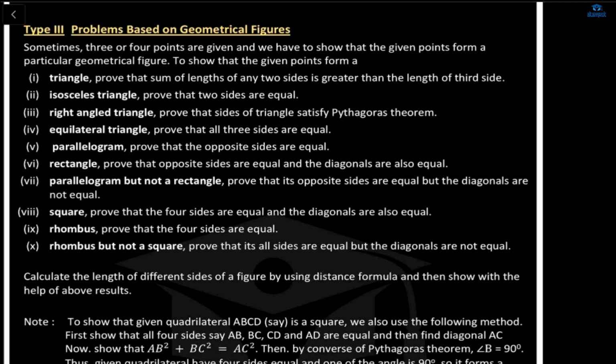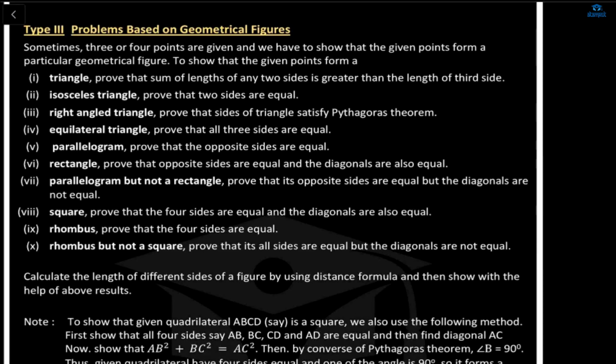Okay, right angle triangle. Prove that the sides of the triangle satisfy Pythagoras theorem. Obviously in a right angle triangle one angle will be 90 degrees, and we know that a right angle triangle follows Pythagoras theorem. That means the square of the hypotenuse is equal to the sum of the squares of the two sides. Okay, so we are going to show this.